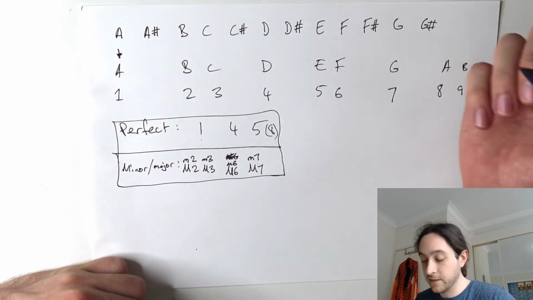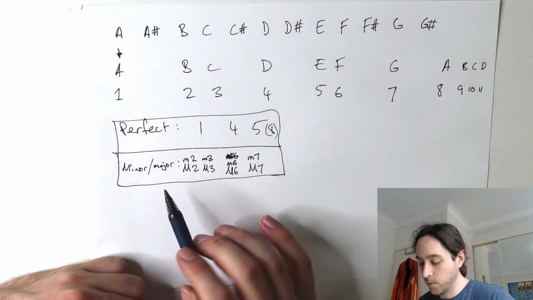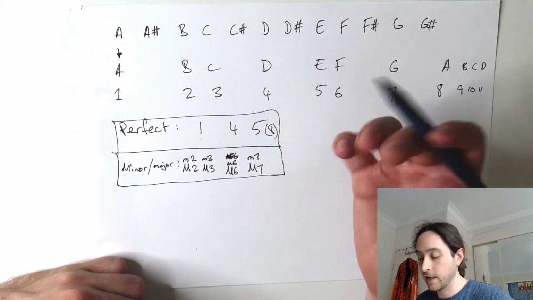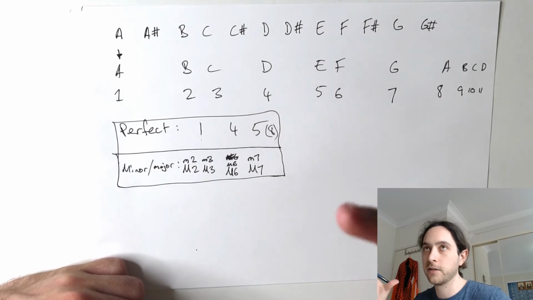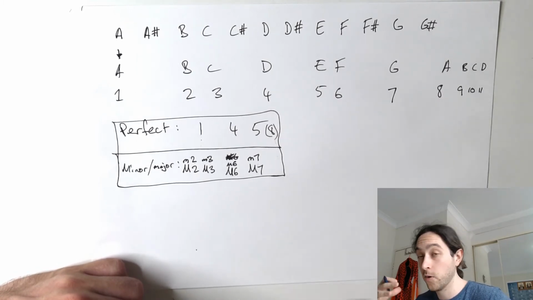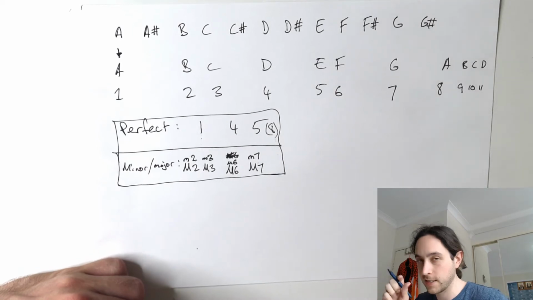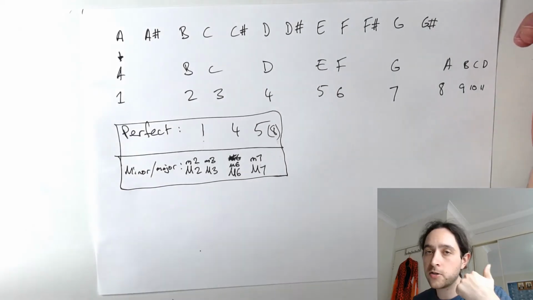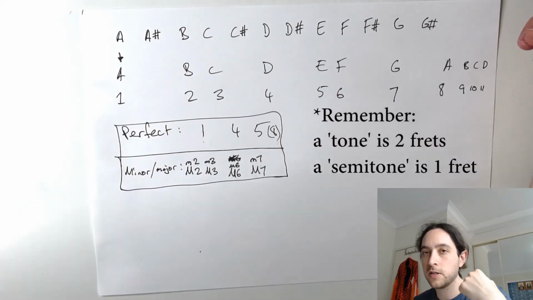That's kind of all there is to that specific part. It's just one sounds happier, one sounds sadder, and the sadness or happiness usually is in relation to whatever else is going on in the music, not just that specific moment. A tone is 2 frets, a semitone is 1 fret.